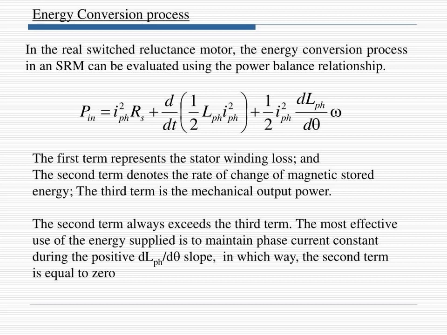The energy conversion process in a real switched reluctance motor can be evaluated by using the power balance equation. As we can see in the formula, the first term represents the stator winding loss and the second term denotes the rate of change of magnetic stored energy. The third term is the mechanical output power, and the second term always exceeds the third term. The most effective use of the energy supplied is to maintain phase current constant during the positive dLph/dθ slope, in which case the second term is equal to 0.